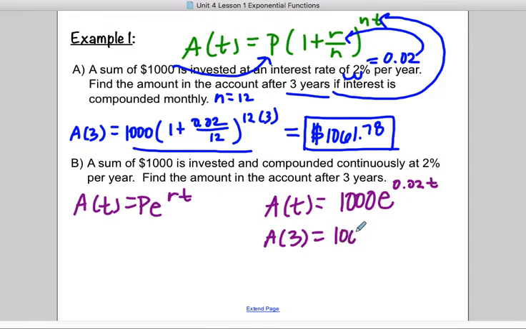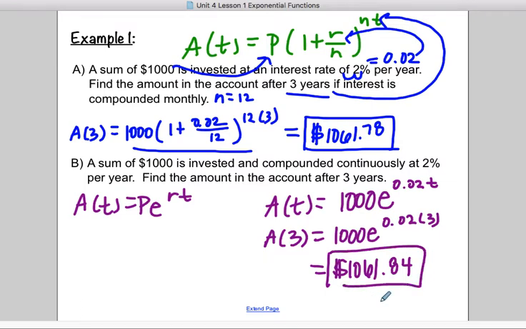So we'd have 1,000 e to the 0.02 times 3. Then you take the whole right-hand side and type it in. So remember, e is above ln. And if you type it in, you get $1,061.84. So which one's a little bit better investment?